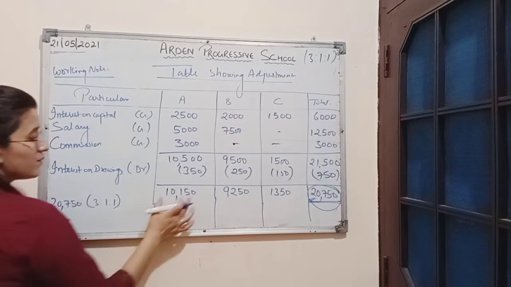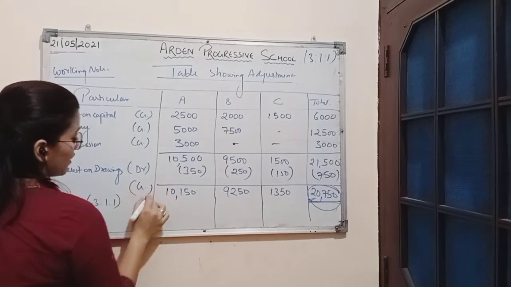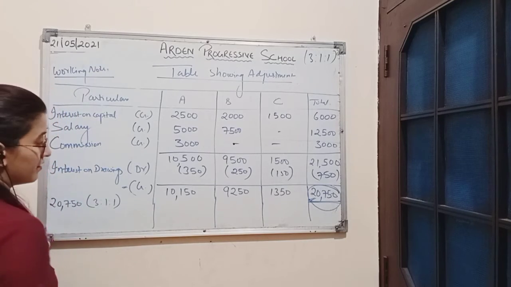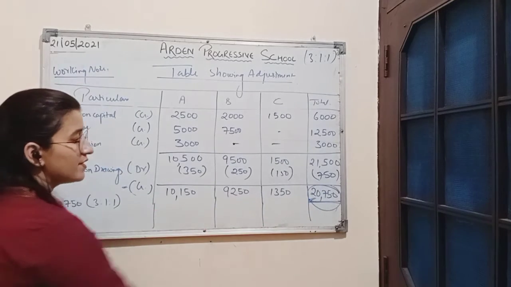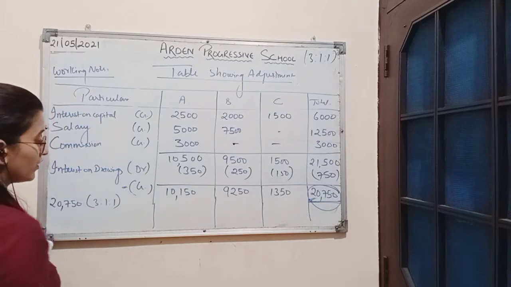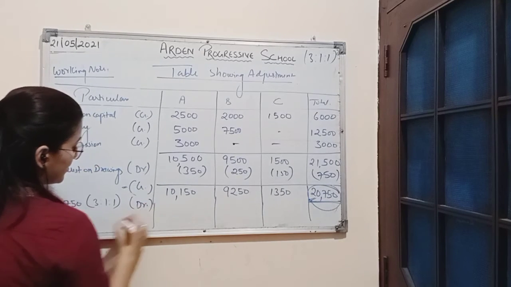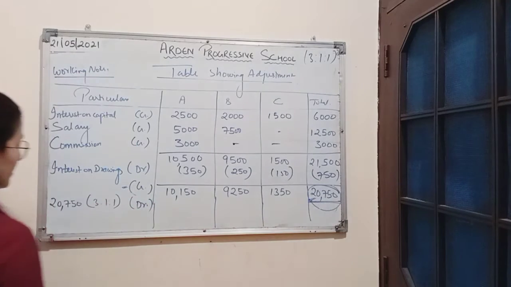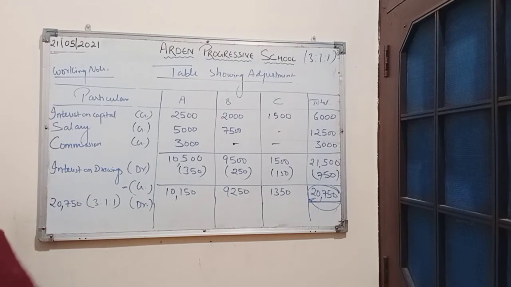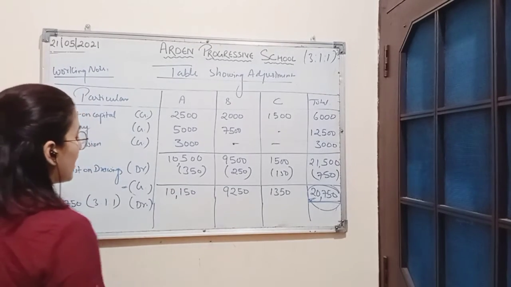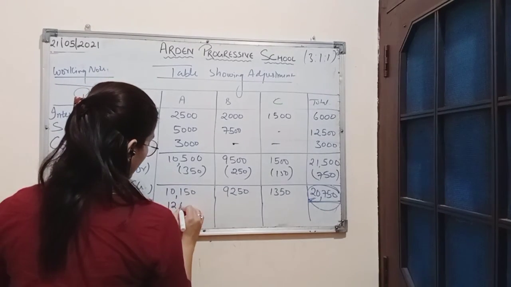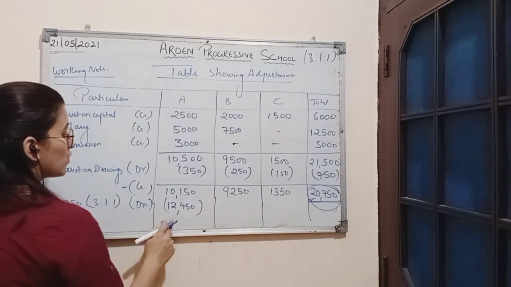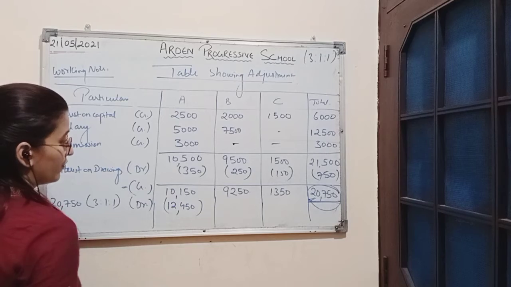As we can see here, these are all credit balances. That means it is all the income of the partner. So this income of the partner is treated as an expense for the firm. So we will write here debit balance. By dividing this amount in the ratio 3:1:1, we will get A's share as 12,450. As it is a debit balance, we will put a bracket for the negative value.